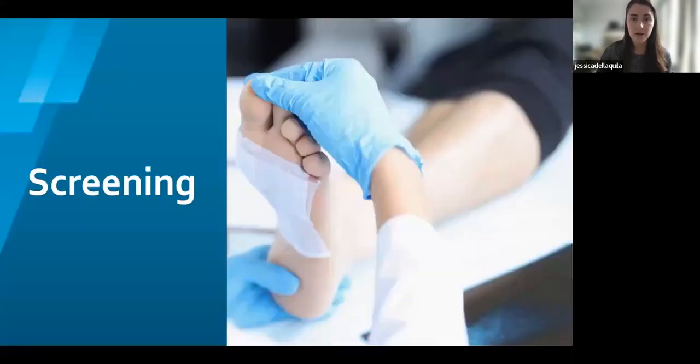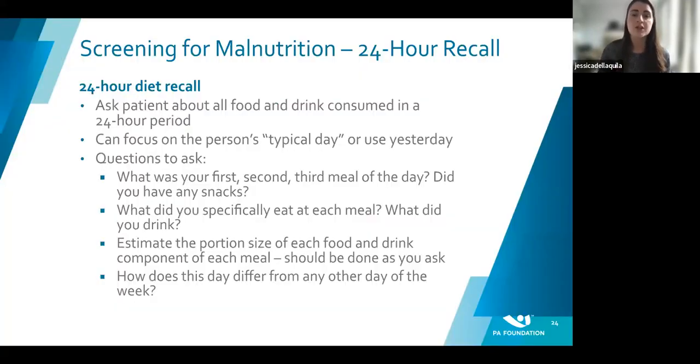So screening. How do we screen for malnutrition? A great method that you can do with a patient, and this is part of your history, is the 24-hour recall. So ask your patient what they eat in a typical day, or ask them to physically log it and then bring it back to their next appointment.